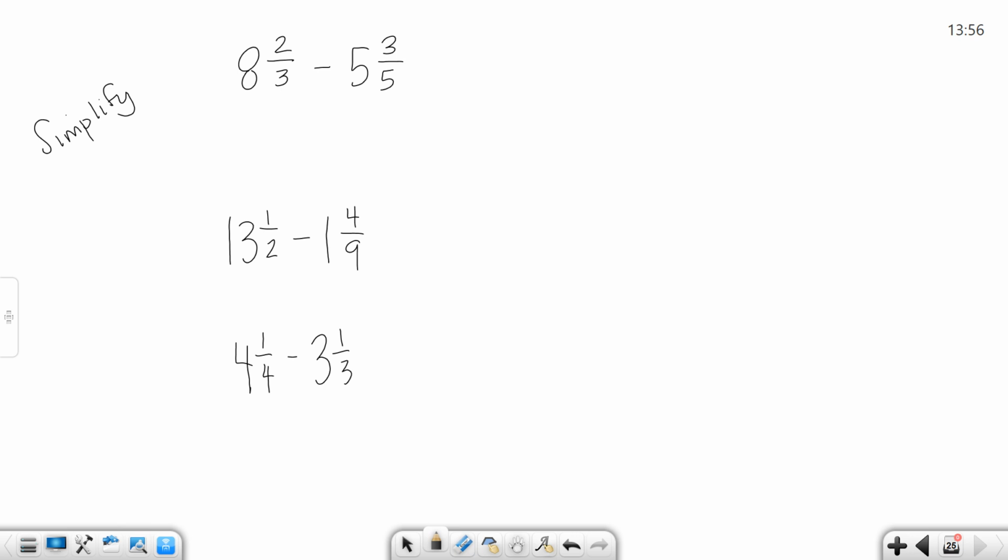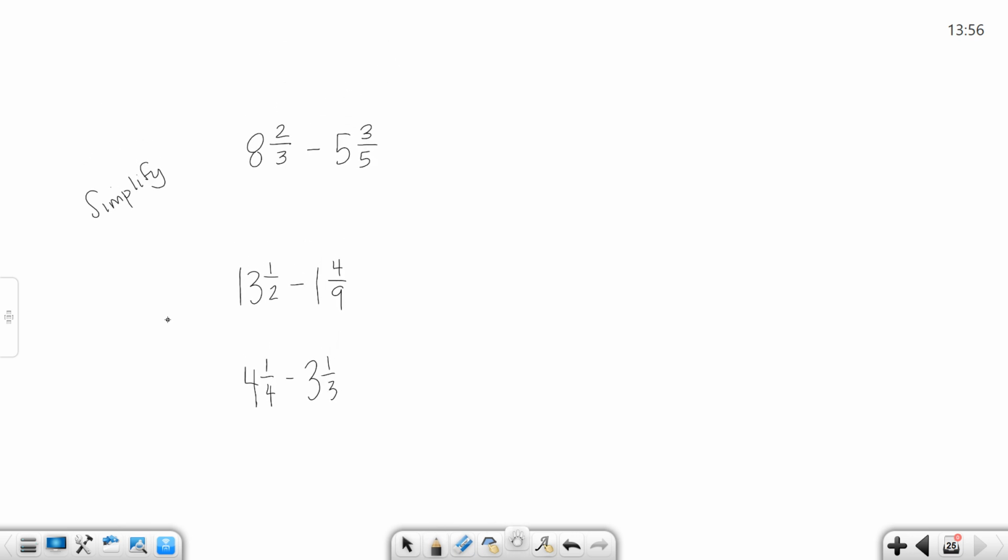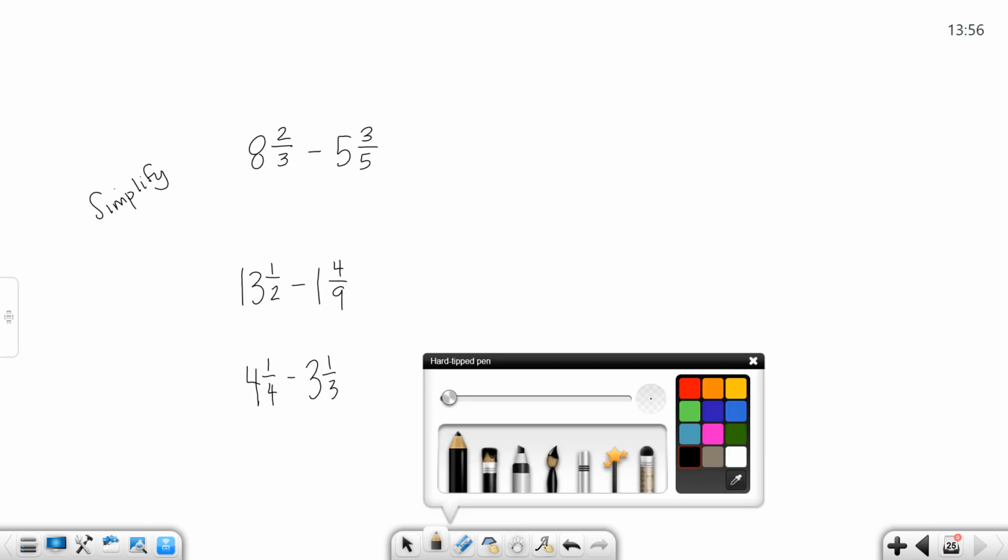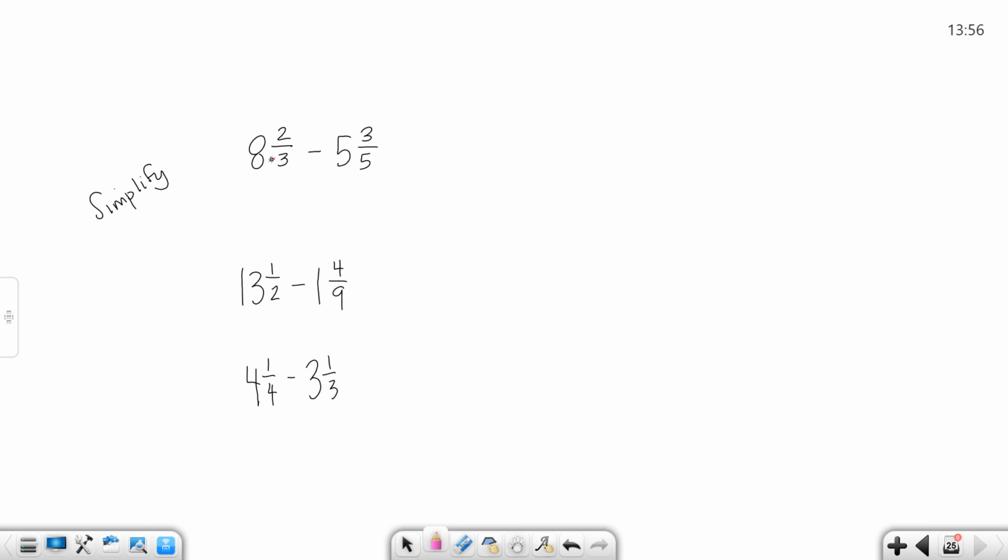This is our last one. And whew, they saved a doozy for the last one. So what we're doing here is we are adding or subtracting. It could be adding. I didn't give you an adding, but it works the same way. The first thing you have to do is turn these into improper fractions. So remember the way that we do that is we times here and add here. Times here and add here.